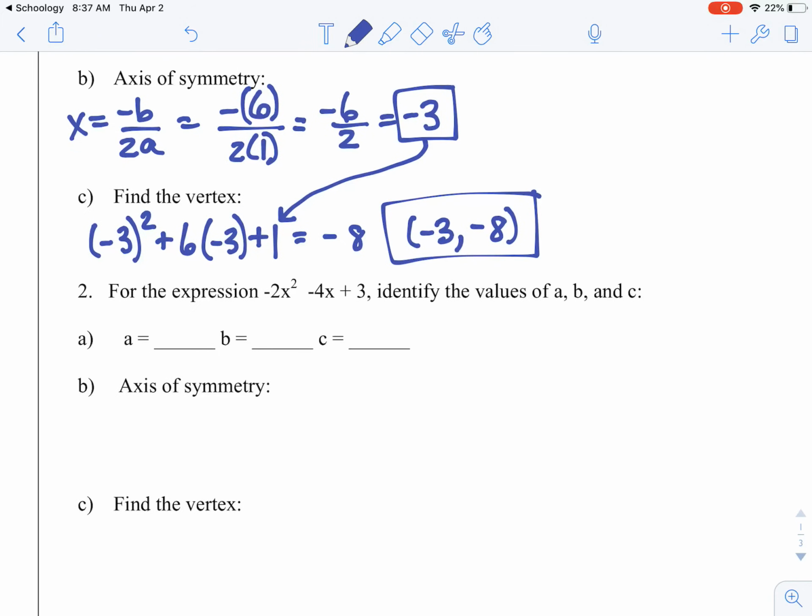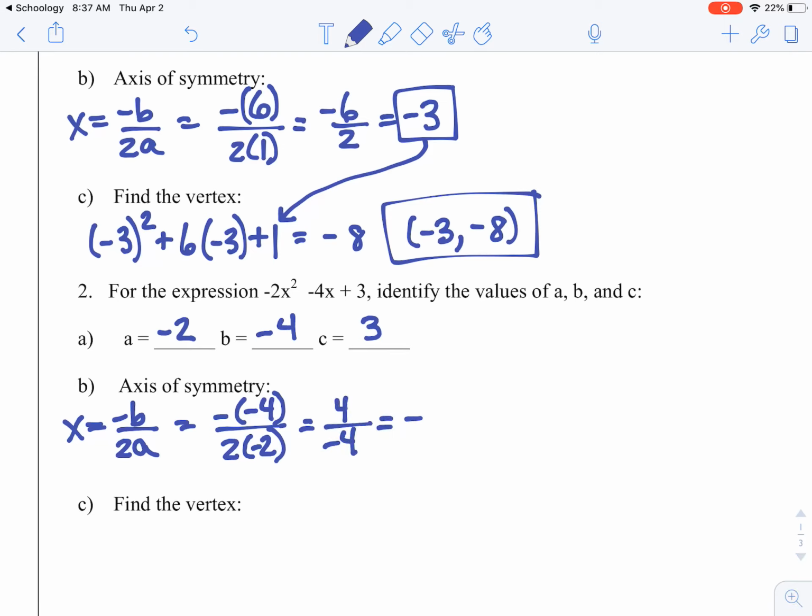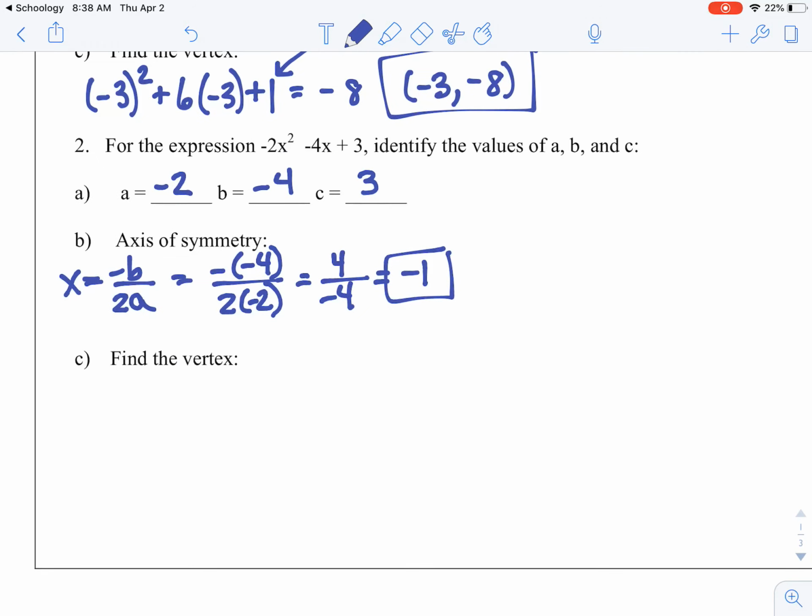So for number 2, we go through and identify a, b, and c. We're going to find our axis of symmetry, negative b over 2a. So negative b over 2 times a. So a negative times a negative is a positive 4 over negative 4 equals negative 1. And you can see the hardest part of this is making sure that you have the parentheses and the negative signs lined up. Once we find the axis of symmetry, we're going to use that number to go into our original equation.